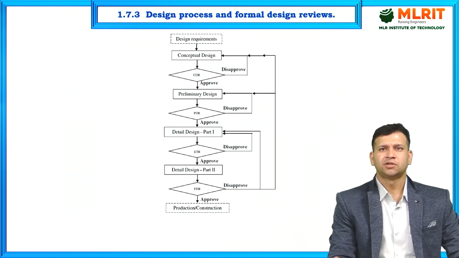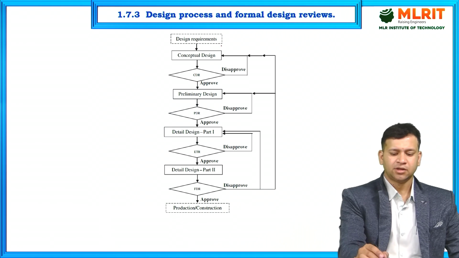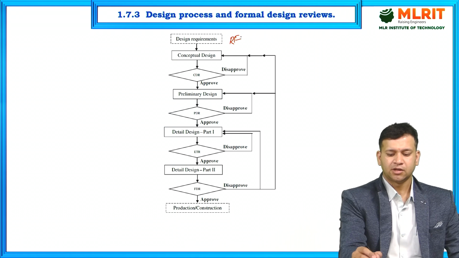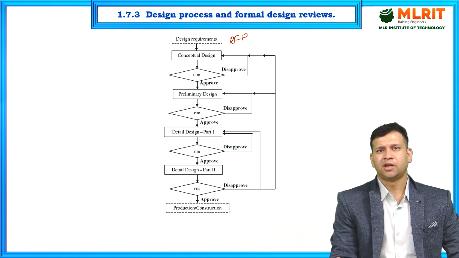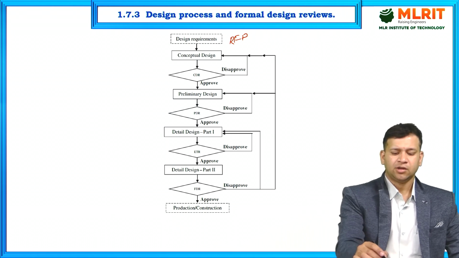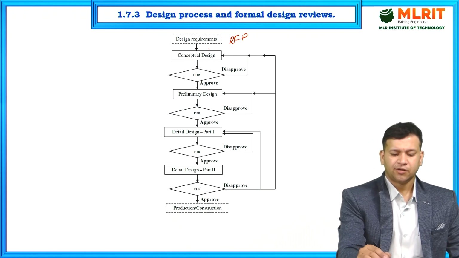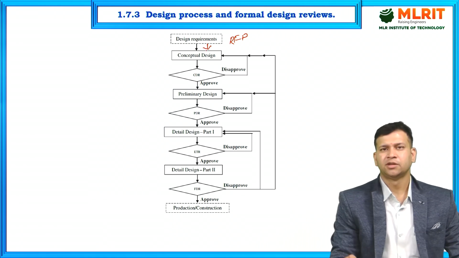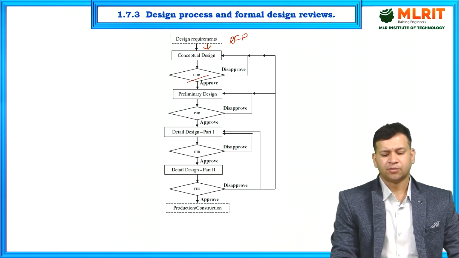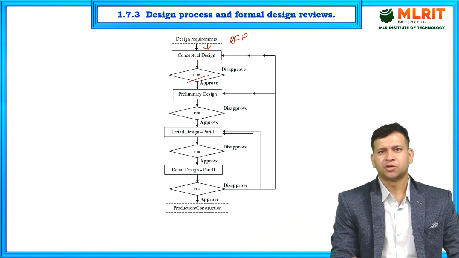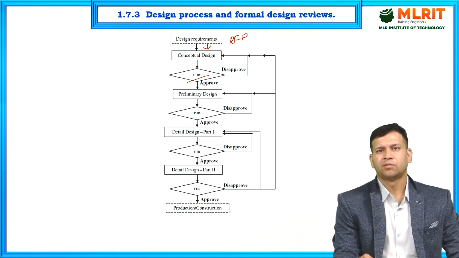This is the design process and formal design reviews. Once we have the RFP, that is request for proposal, from the request for proposal we'll get the requirements for the unmanned air vehicle. Once we have the requirements, from there we'll move to the conceptual design. Once the conceptual design is done, it goes to the CDR committee, which verifies this conceptual design. They'll go through the requirements, and then they'll go through the conceptual design which is being developed.